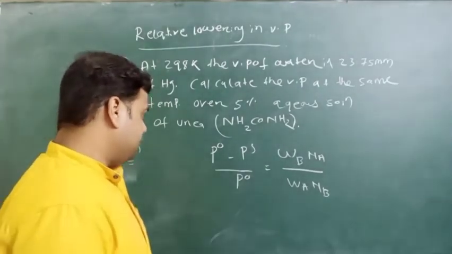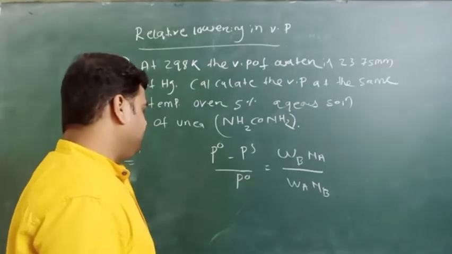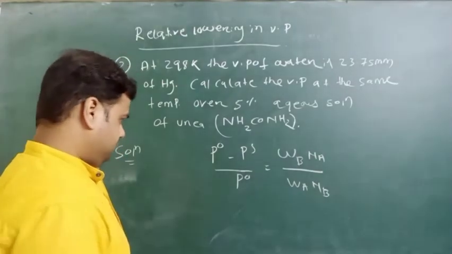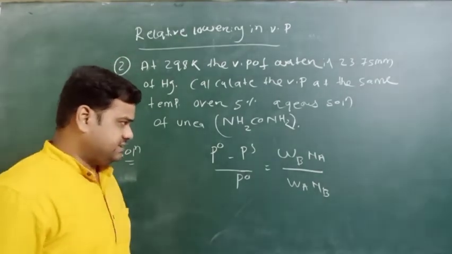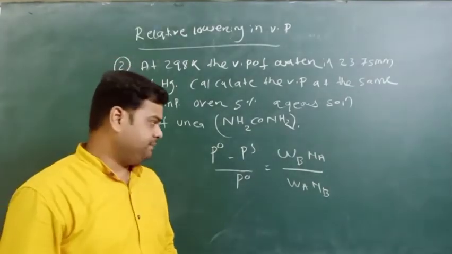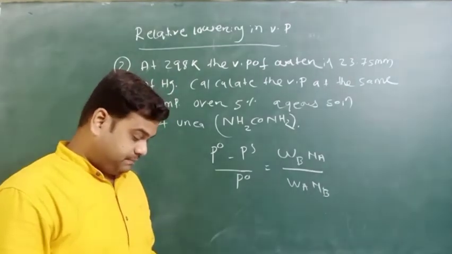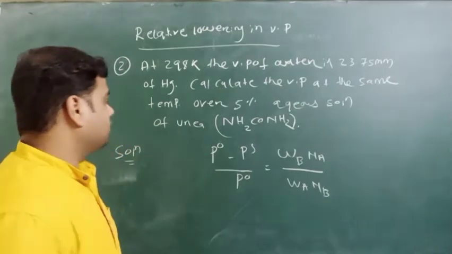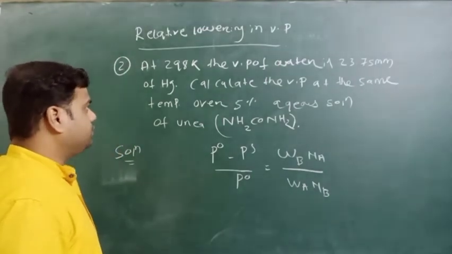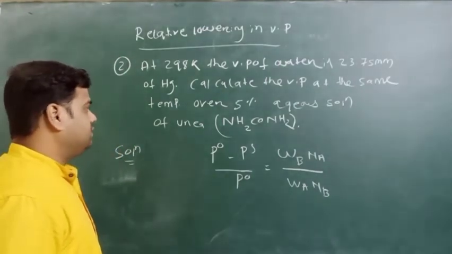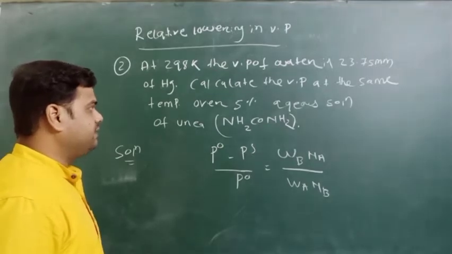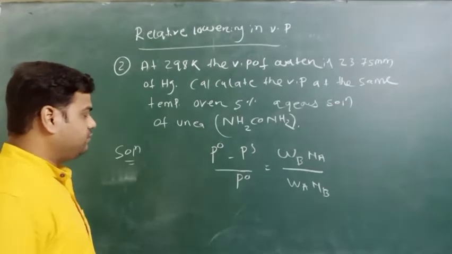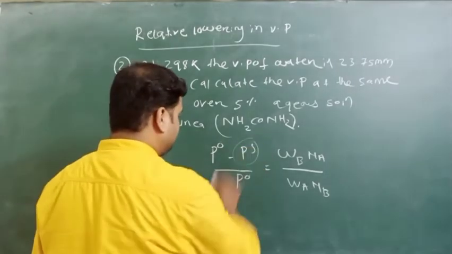So we have to calculate (P0 minus Ps) by P0, which is WB MA by WA MB. Here P0 is the vapor pressure of water, that is 23.75, and Ps we have to calculate.